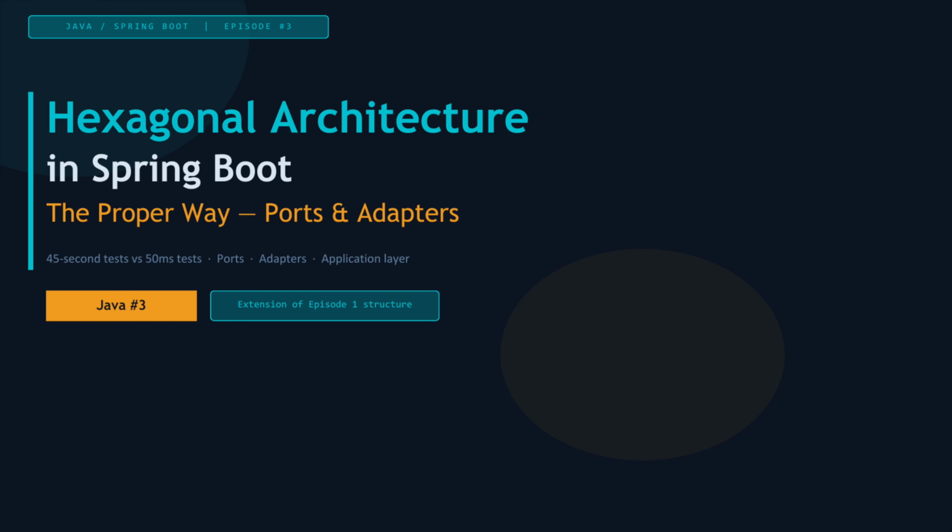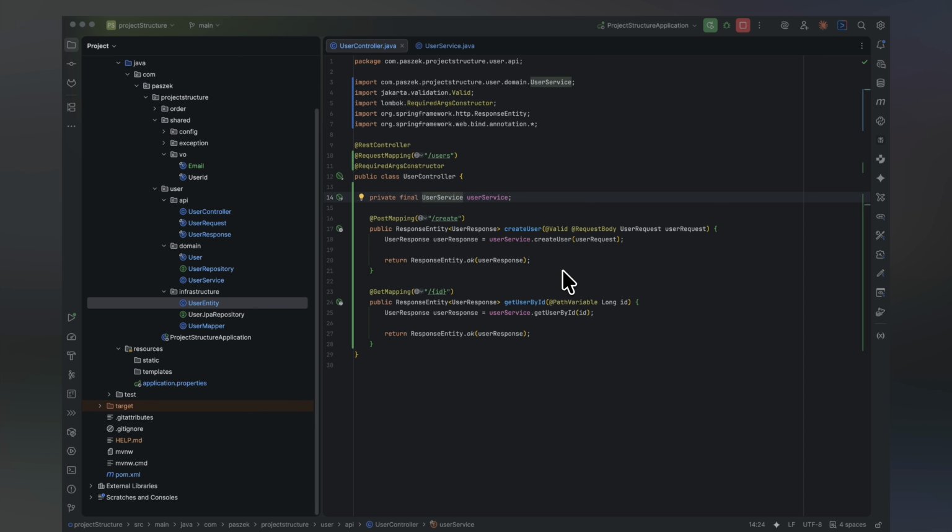In episode 1, I showed you a project structure that separates API, domain and infrastructure. That was good. Today we are going one level further. And the difference is these two tests. This is hexagonal architecture. And by the end of this video, you will understand not just what it is, but exactly how to implement it in Spring Boot and why your existing structure is already closer than you think. I'll take the project from episode 1 and show you what is missing.